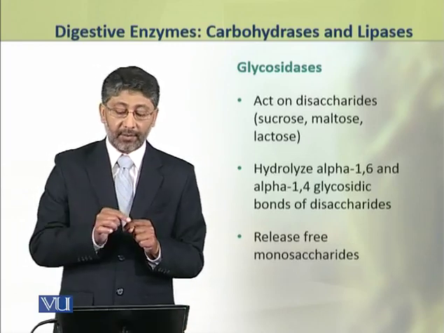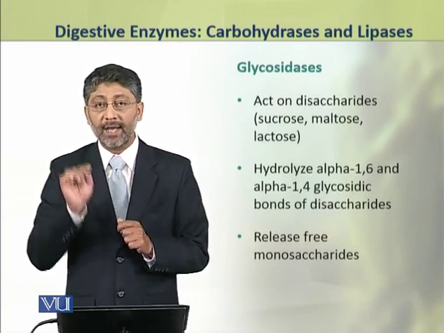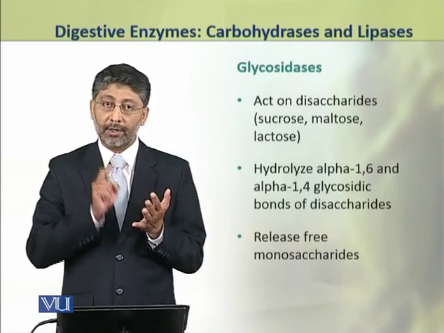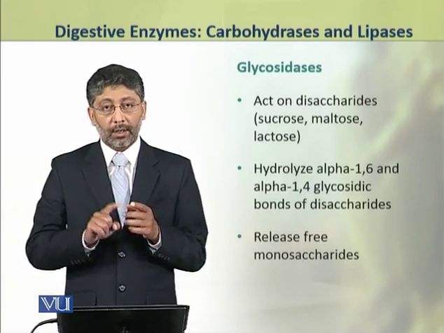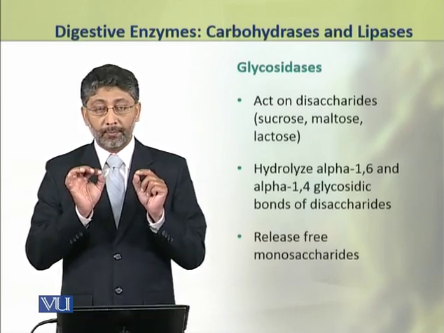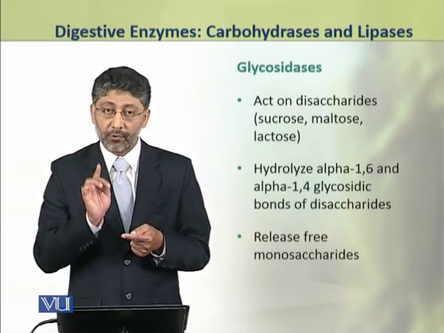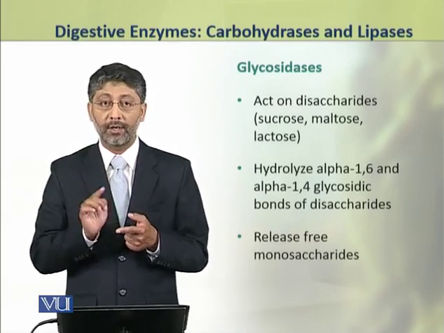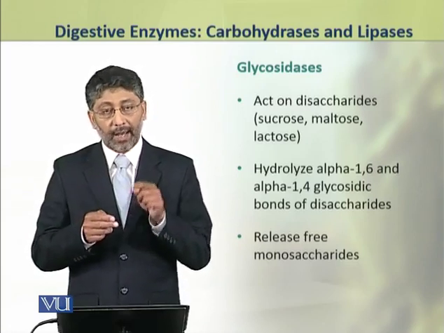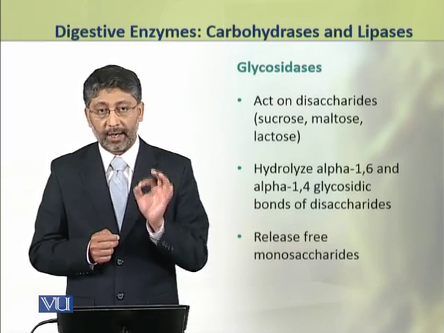After the action of polysaccharidases, the action of glycosidases starts, which act on disaccharides, for example sucrose, maltose and lactose. Glycosidases are specialists to break the alpha-1-6 and alpha-1-4 glycosidic bonds which are found in disaccharides. As a result, they release free monosaccharides.